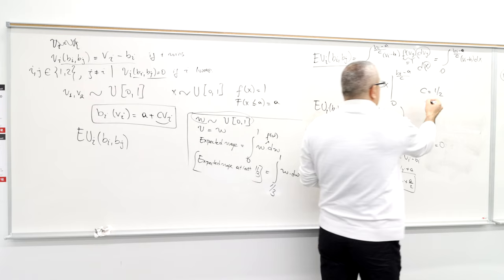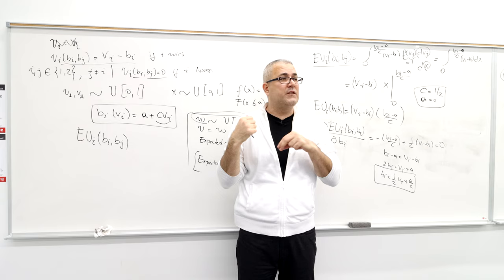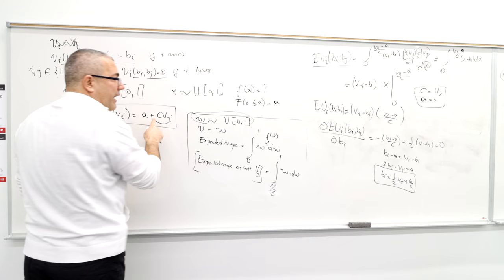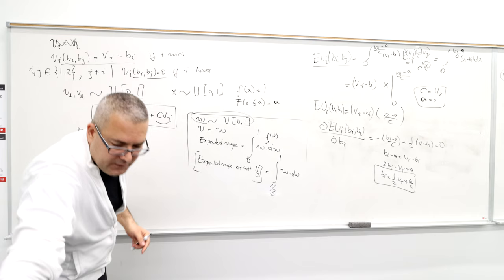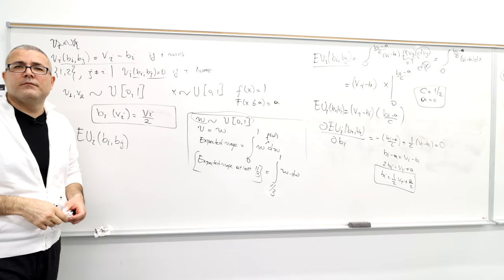So my conclusion: there does exist a Bayesian Nash equilibrium of this bidding game in symmetric strategies, and linear strategies for each player. And how do we bid? We bid this way, but a is 0 and c is 1/2. That means our Bayesian Nash equilibrium bid is our valuation divided by 2, because c is 1/2, remember? That's it. That's the end of the question.